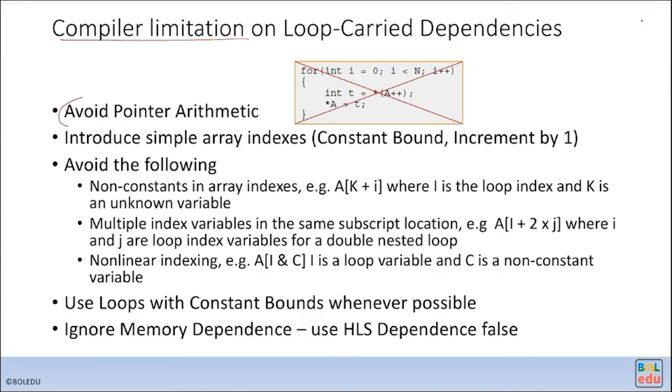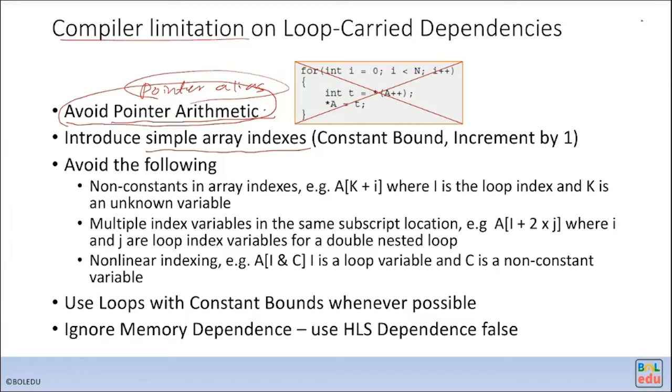First, we try to avoid using pointer arithmetic, because there could be pointer aliasing, and the compiler really doesn't know outside the scope of the code. The compiler cannot know whether there is a conflict or not. So we try to avoid this kind of coding. Then for the loop, we try to use a very simple array index, meaning a constant bound and increment by 1. This makes it much easier for the compiler.